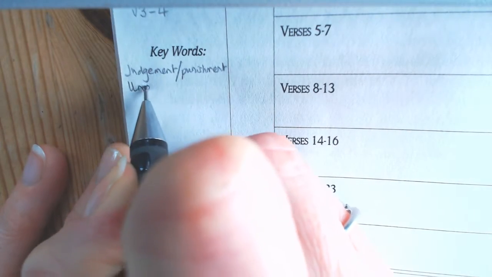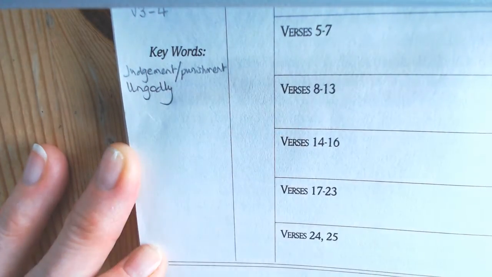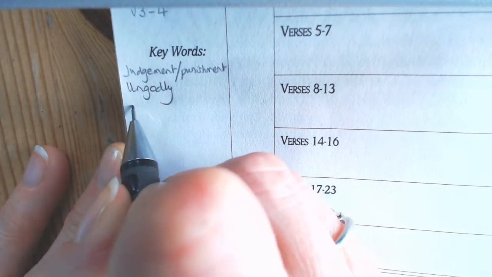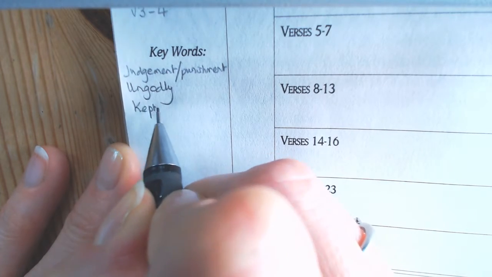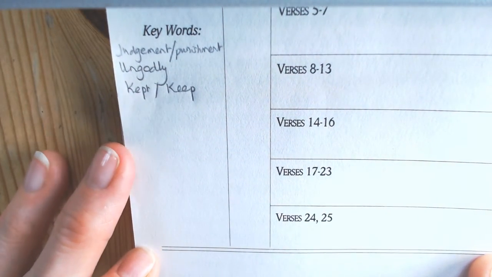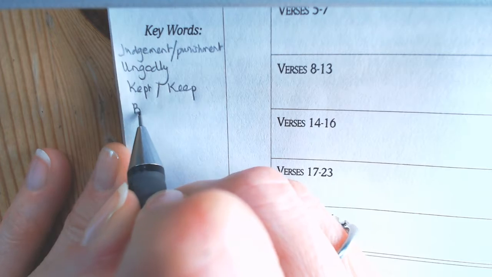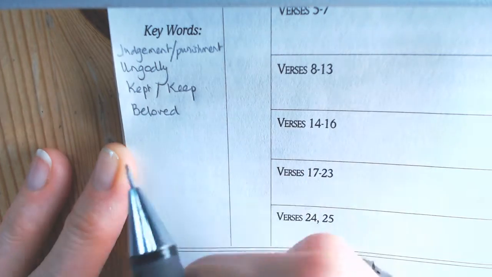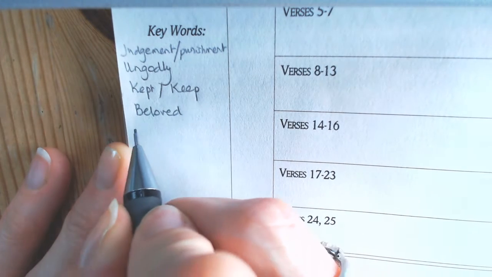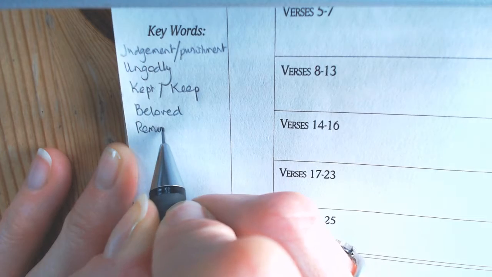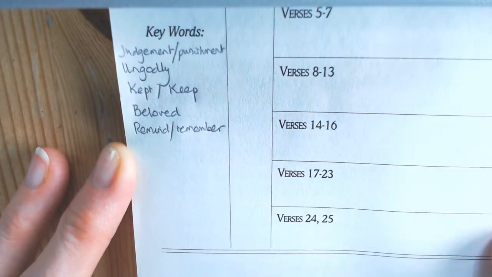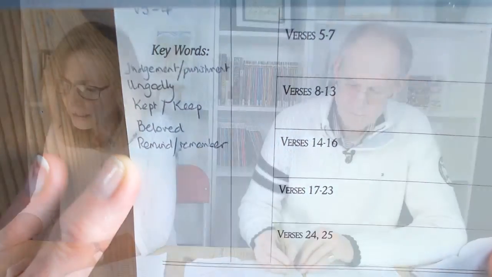That's another key word. It's a group of people and it's a description of their behavior. And then we've also marked the words kept and keep. Those are other key words. And let's not forget the word beloved, the description of the people that Jude is writing to. And then I'm just going to write down remind and remember. So those are some key words. That's where we're going to list it.